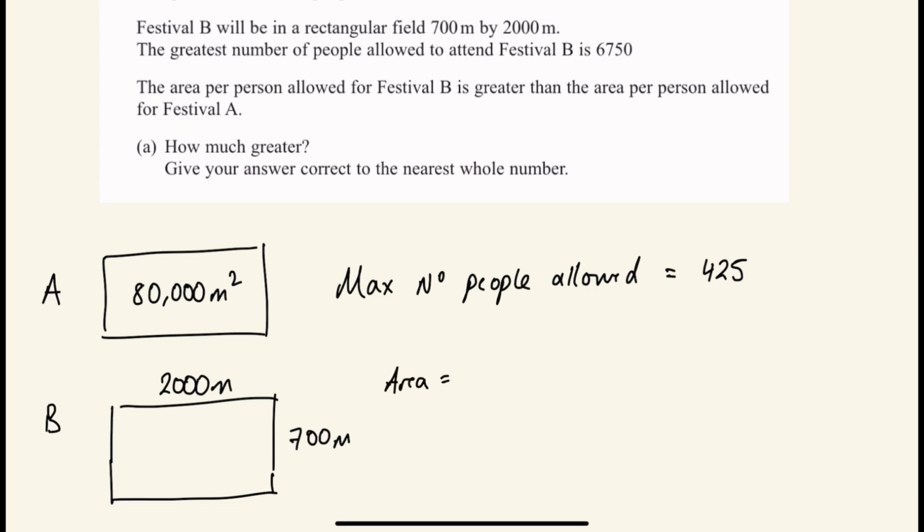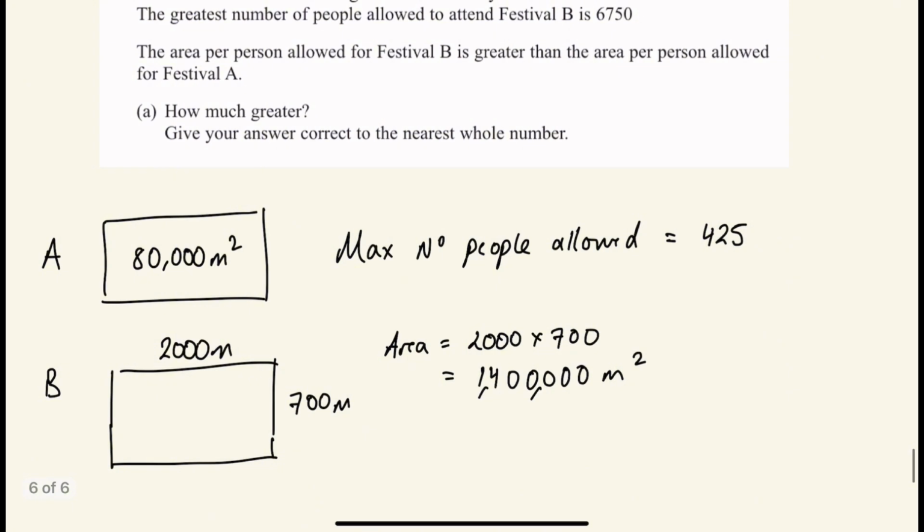So area is equal to 2,000 times 700. It's a calculator paper, so it's always safe to use a calculator, just so that you get the number of zeros right. It's 140,000. Sorry, what's that? 1.4 million meters squared. Now, max people allowed is equal to 750.